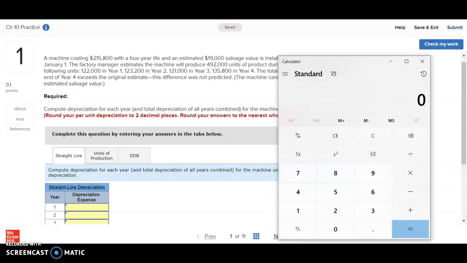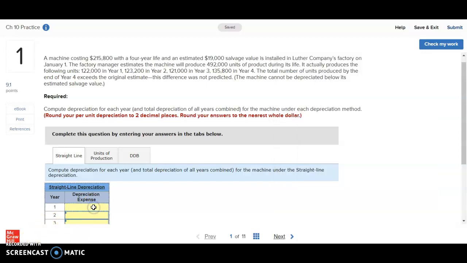Okay, so it tells us that we have a cost of $215,800. We're going to subtract the salvage value of $19,000, and that's going to give us $196,800. We divide that by the useful life in years, and we get 4 years. So we are going to depreciate $49,200 for each year. Remember, with straight line, it's the same every year. So for year 1, it is $49,200.